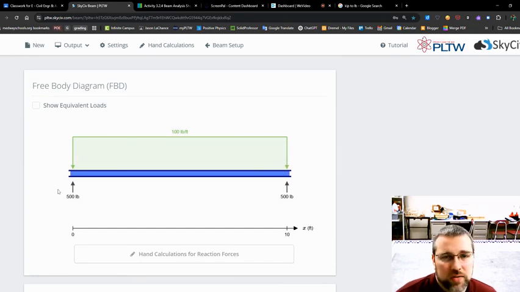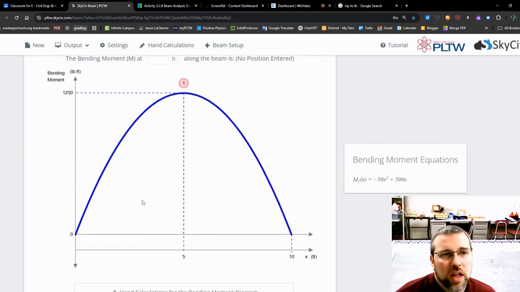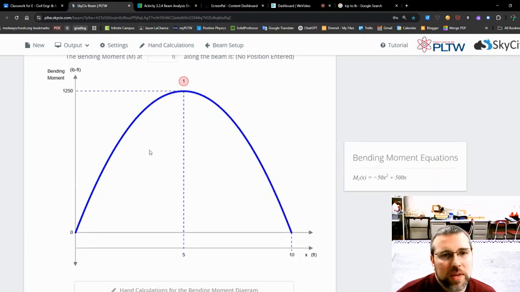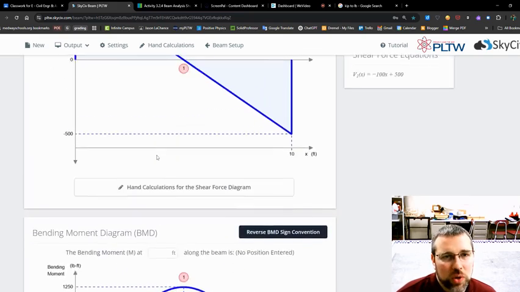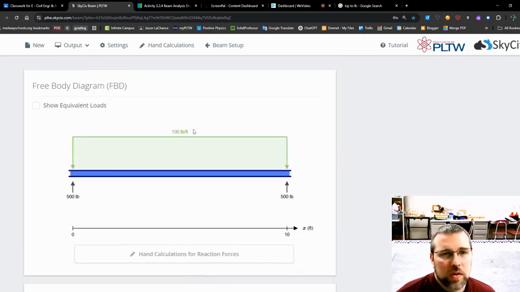And for the calculus friendly amongst you, you'll be interested to know that the shear force diagram, if I integrated this, I get the bending moment diagram. So this is really just the integral of this as that area increases and then decreases because the shear force is negative and going the other direction. So there we go. This is our SkyCiv quick demo.